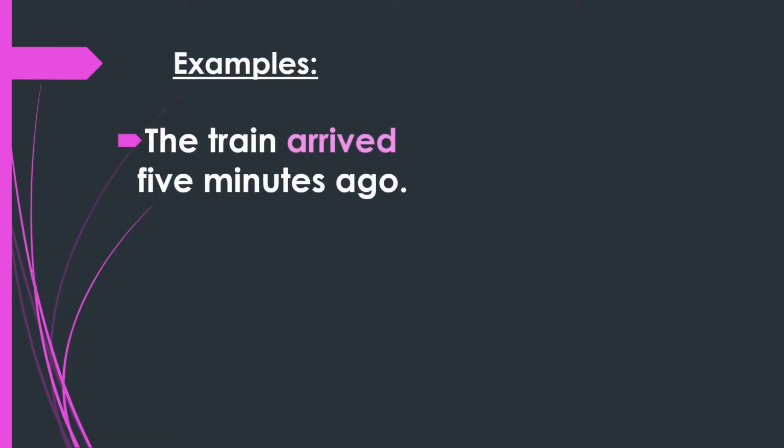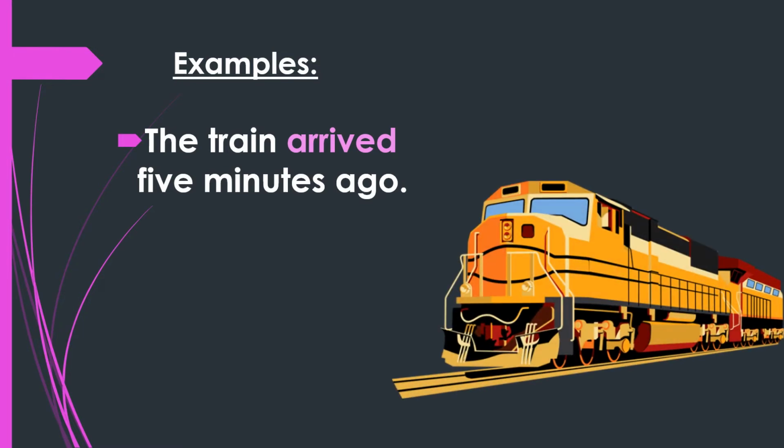The first example is, the train arrived 5 minutes ago. Here the action word is arrived. It is in the simple past tense and it indicates the action which happened 5 minutes ago. So it was an action done in the past. So it indicates the simple past tense.